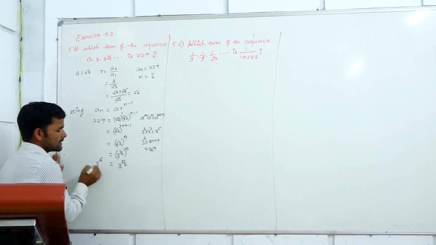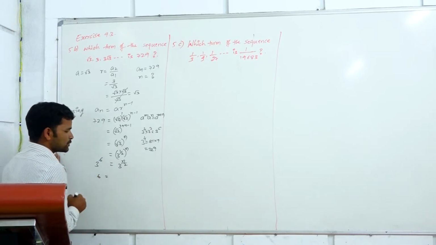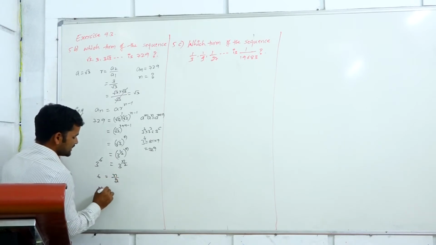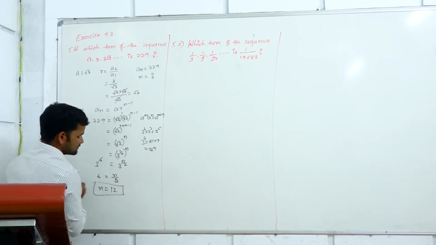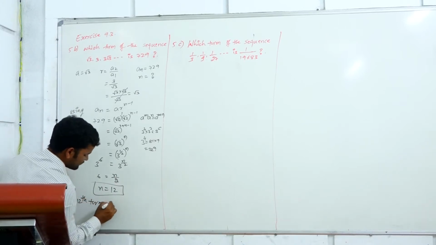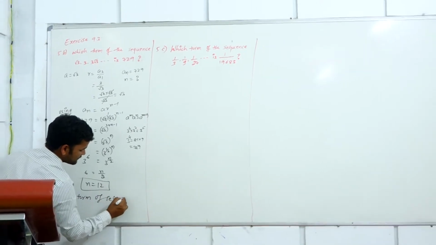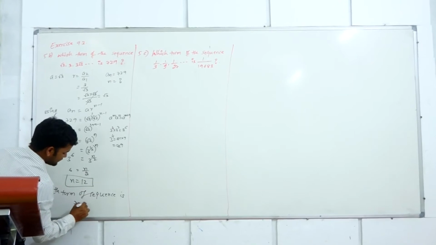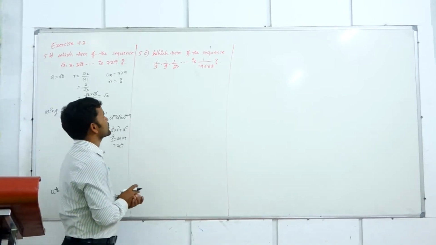Both sides you see, bases are same, so exponents have to be equal. 6 is equal to n by 2, multiplying, n is equal to 12. That means the 12th term of the sequence is 729. That is about problem number 5B.